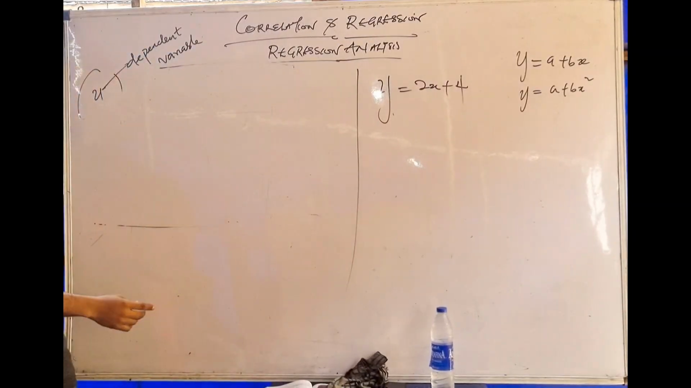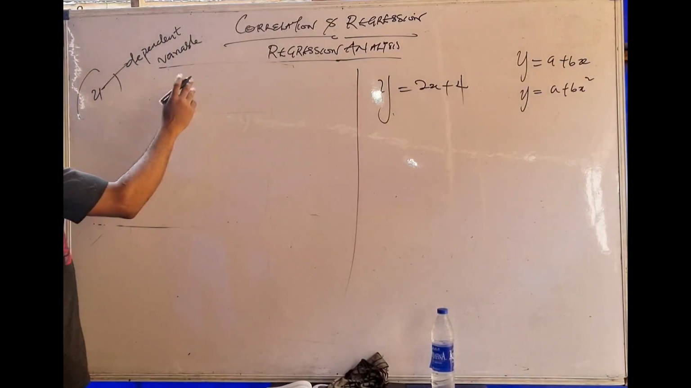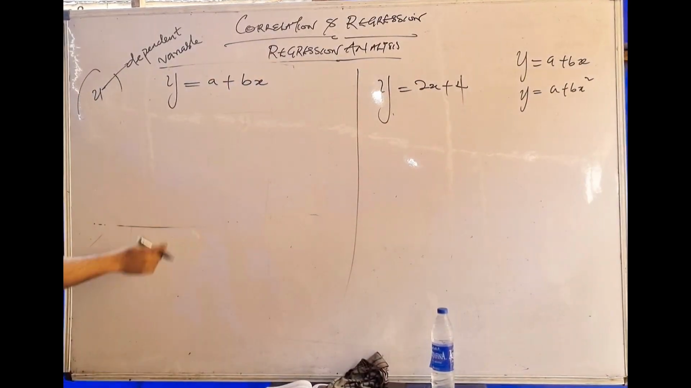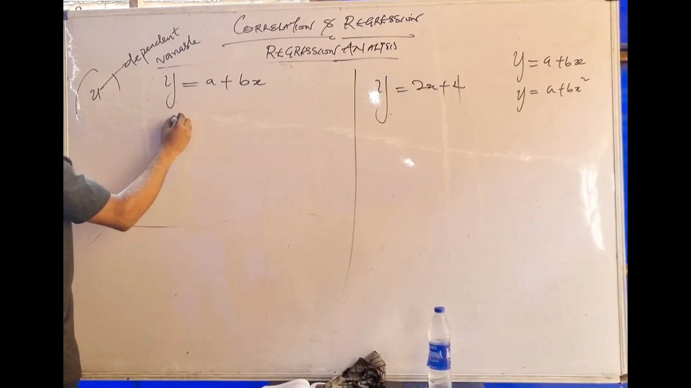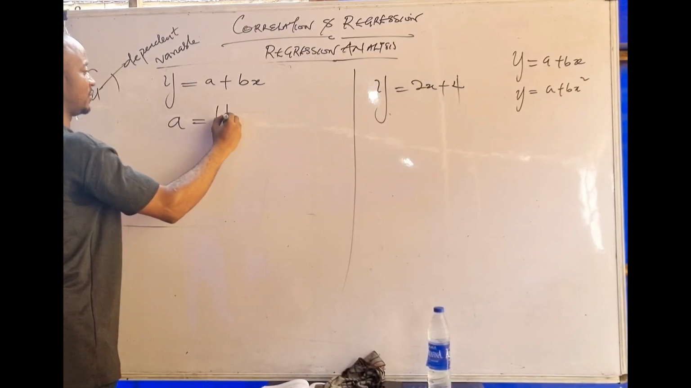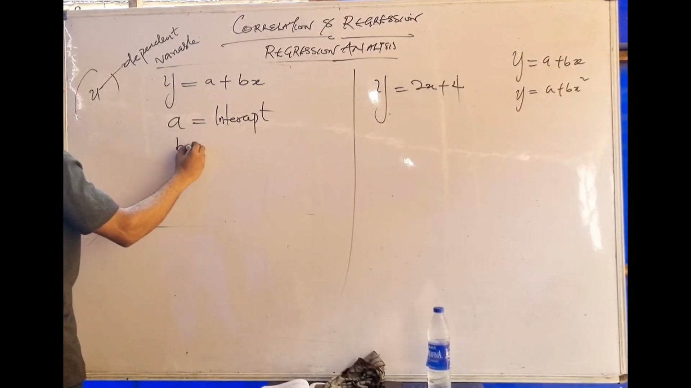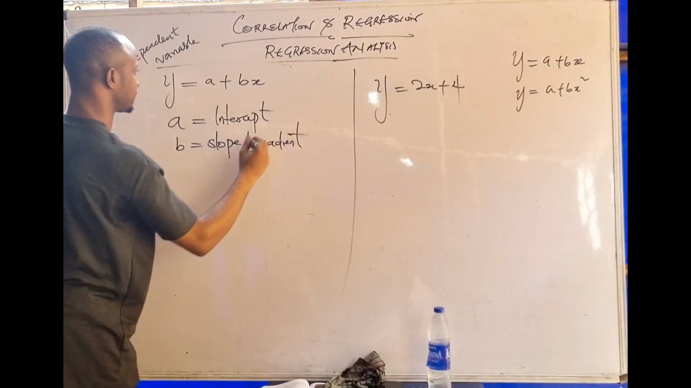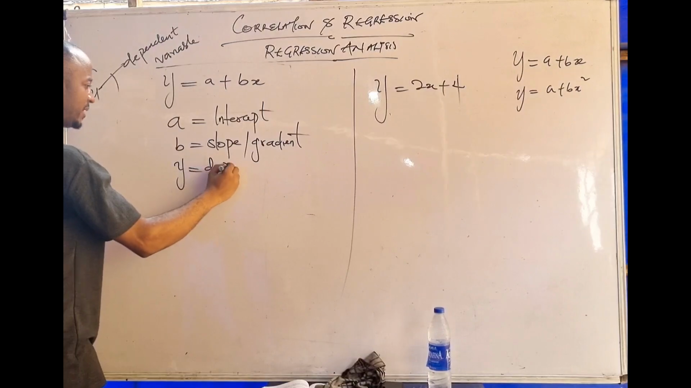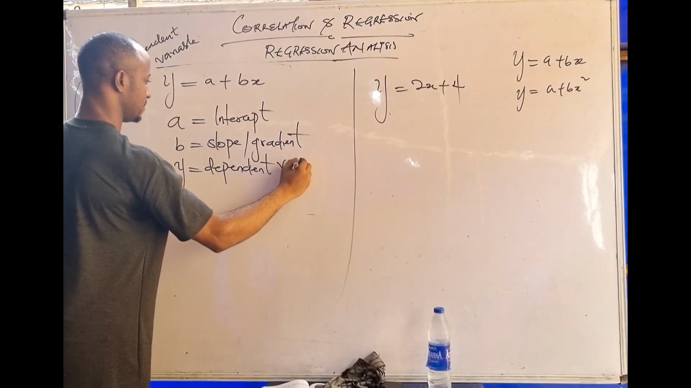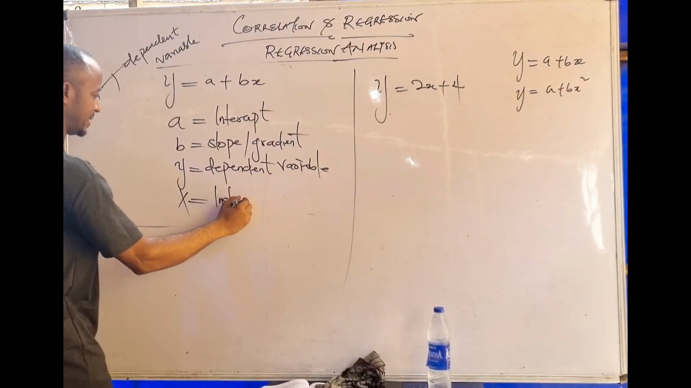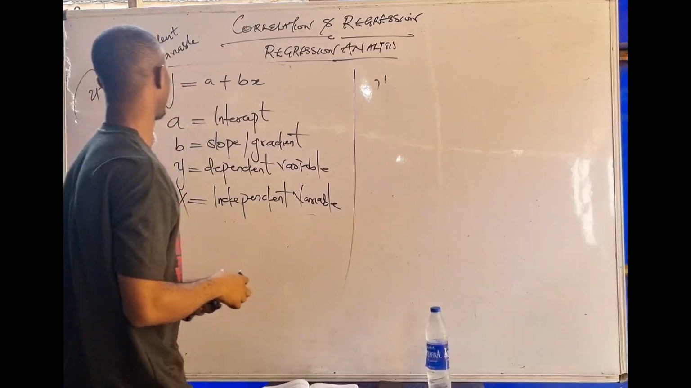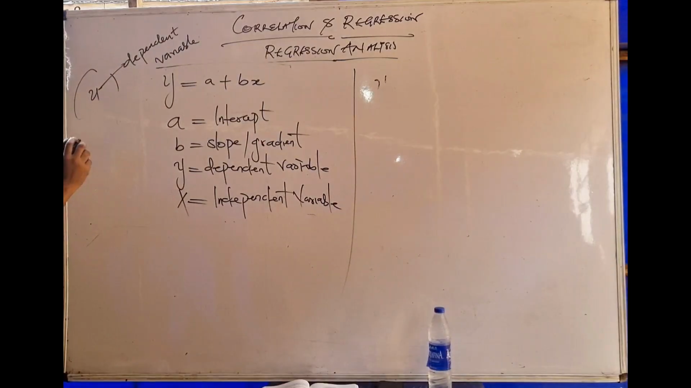Now the first fundamental formula that we should take note of under regression is Y equals A plus BX. In a graph of Y against X, A represents the intercept. B represents the slope, or the gradient. Y represents the dependent variable. X represents the independent variable. Okay. Can I explain this? Now listen.